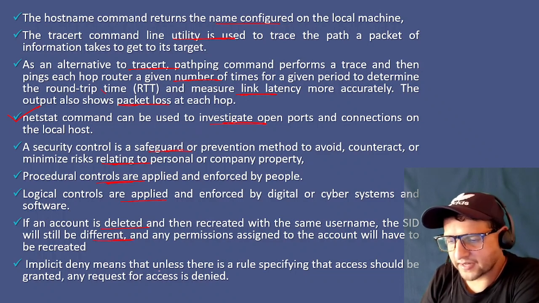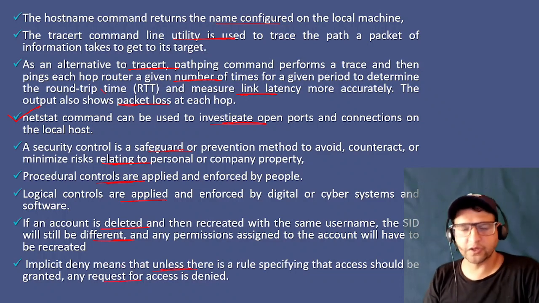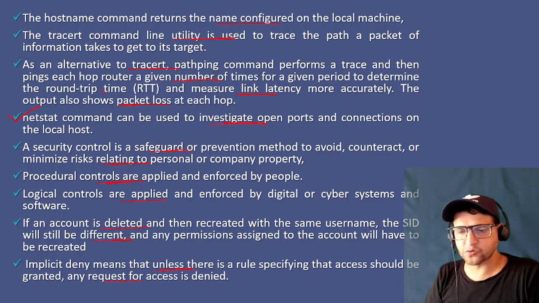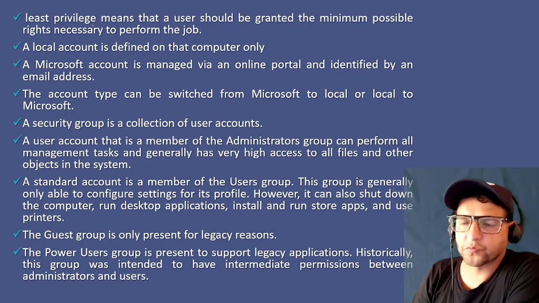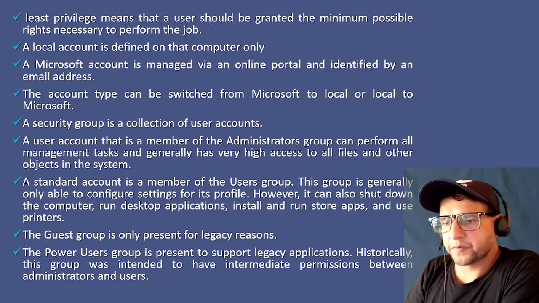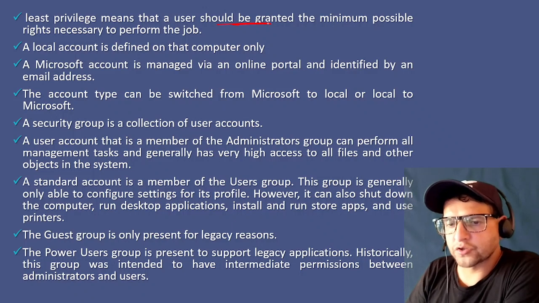Implicit deny means that unless there's a rule specifying that access should be granted, any request is denied. So default deny. If there's no implicit, you go for explicit. So implicit is the default one. Least privilege means the user should be granted the minimum possible rights necessary to do his job.